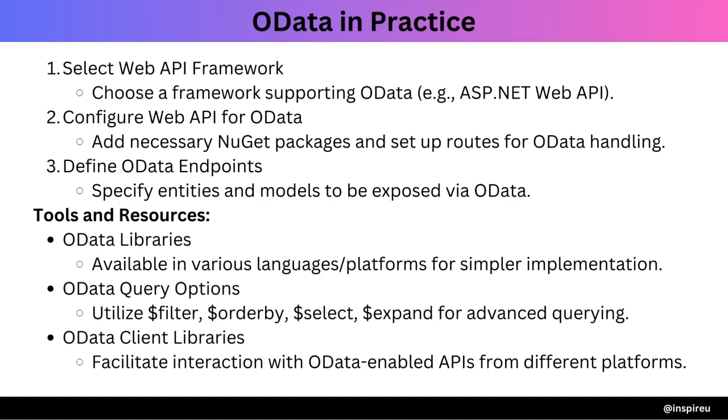Step 2. Configure your web API project to enable OData. This involves adding necessary NuGet packages and setting up routes to handle OData requests. Step 3. Define OData endpoints in your web API. This includes specifying the entities and data models to be exposed via OData.